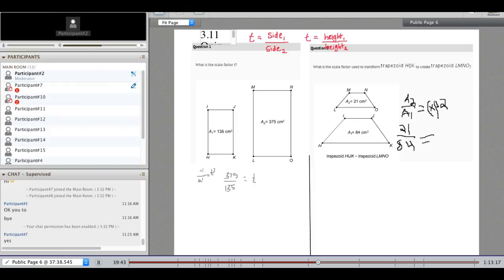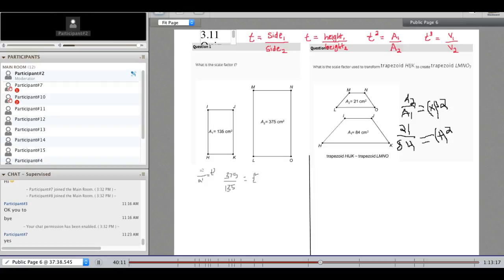Okay. T squared, like we're working on in this question, is the ratio of the areas. And remember too, it could be area 1 over area 2, it could be area 2 over area 1. That part is just going to depend on the context of the problem. And then T cubed is the ratio of the three-dimensional amounts, which are volume. Okay, so very good.